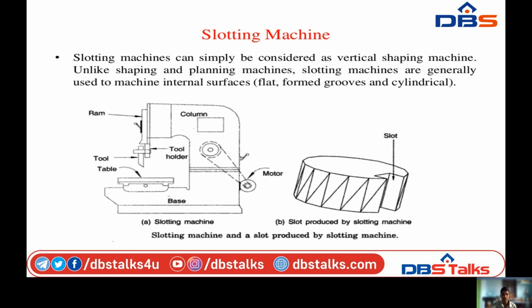Controlling operations of the work table will be forward and upward, forward and downward directions and left to right side directions. Those are the controls of the work table. This is the operation done by using the slotter machine. Slotting means producing slots, keyways, grooves, and cylindrical type surfaces by using a slotting machine.